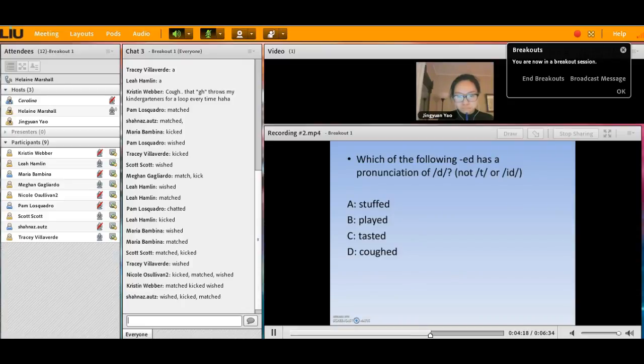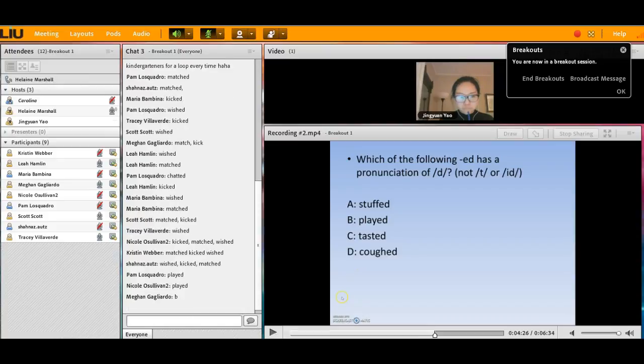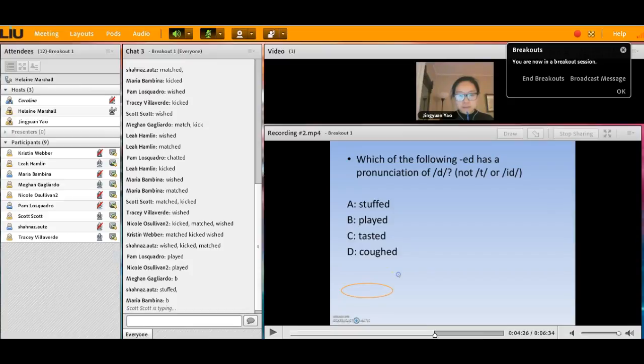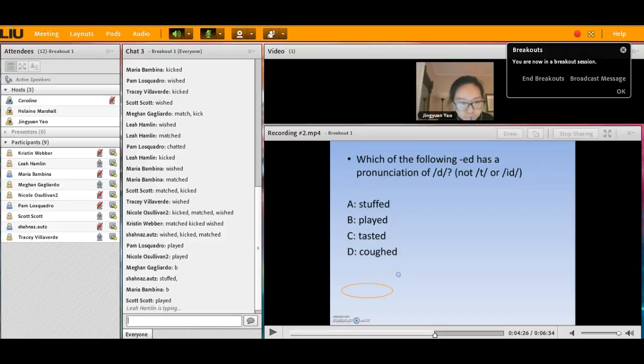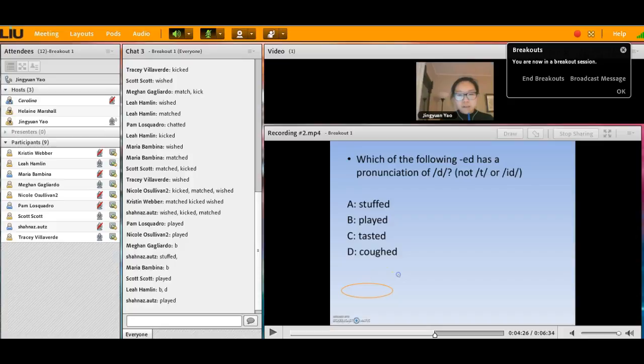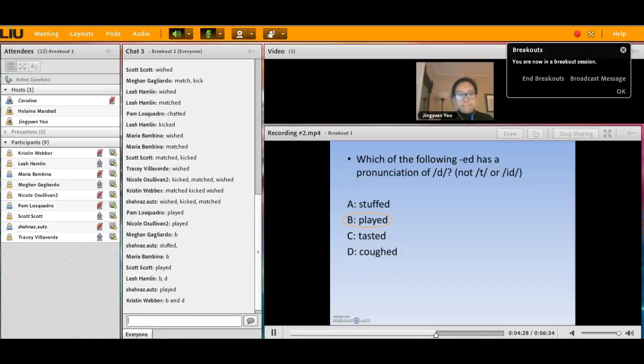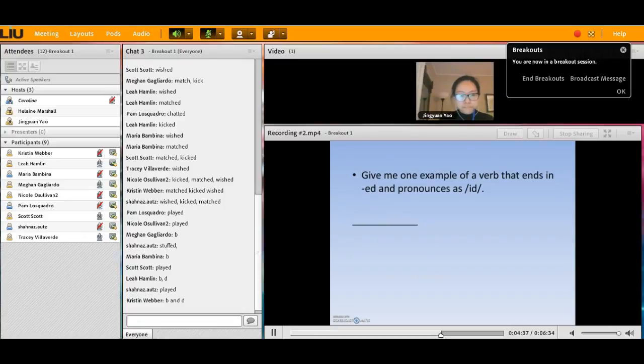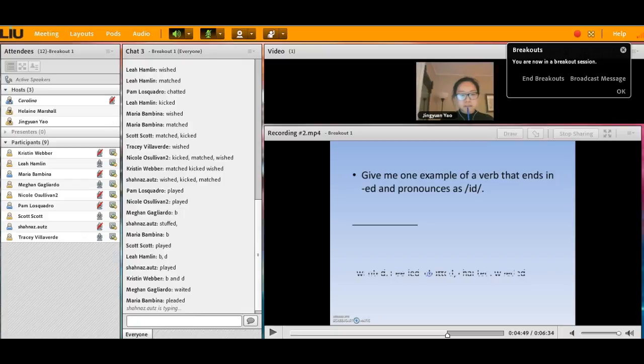Another practice. Which of the following ED has a pronunciation of D, not T or ID? You can reply to this. Yeah, because stuff is voiceless, so it's T. Yes, played. Next practice. Give me one example of a verb that ends in ED and pronounces it ID. Also reply to this in your chat. The previous practice is, ends with a sound and is voiceless.